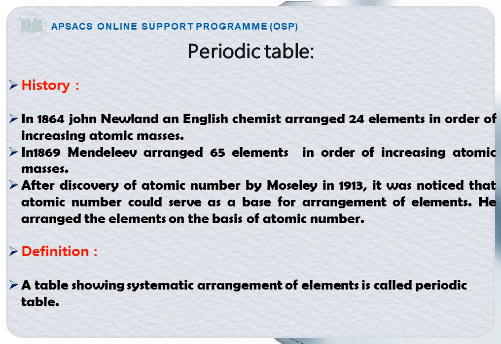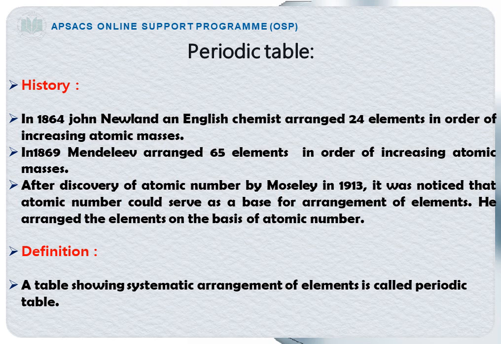History. In 1864, Johann Newland, an English chemist, arranged 24 elements in order of increasing atomic masses. Actually, with the passage of time, different scientists were discovering different elements, as different elements have different properties, and it was difficult for the scientists to study them separately. So that's why the idea came to their mind that we should arrange elements in a proper way to make their study easy. So firstly the scientist Johann Newland arranged 24 elements in order of increasing atomic masses. Atomic mass is the property of each element.